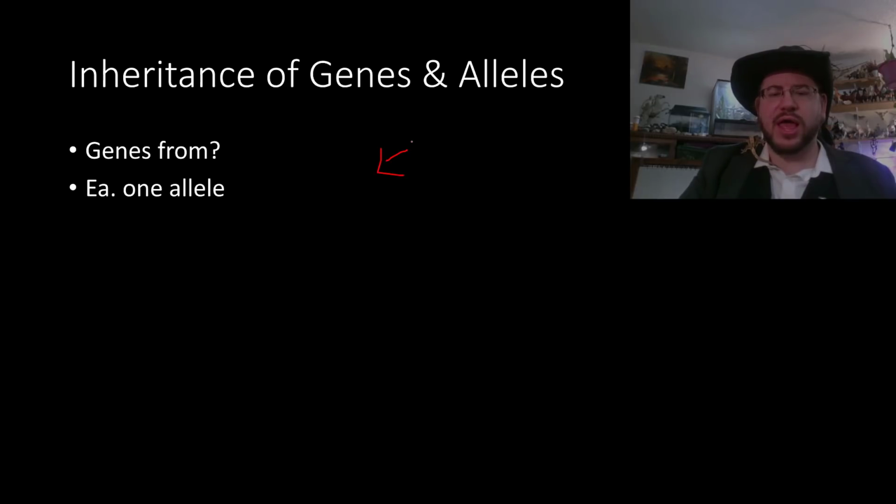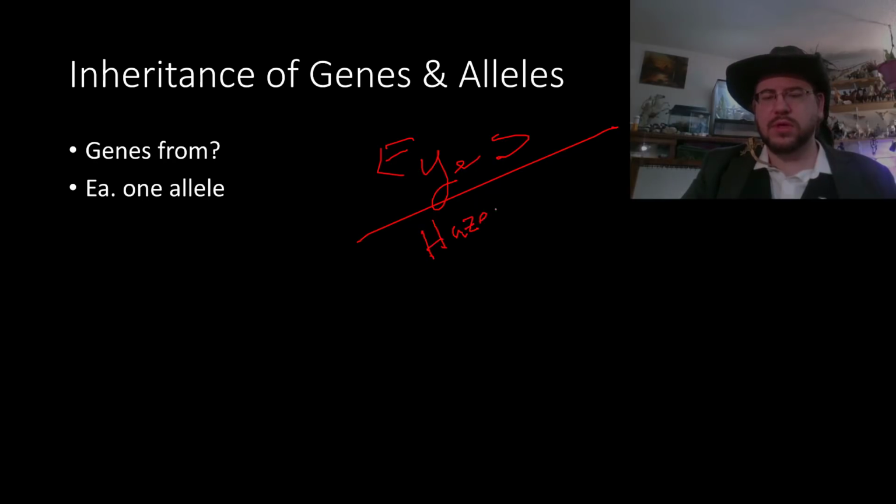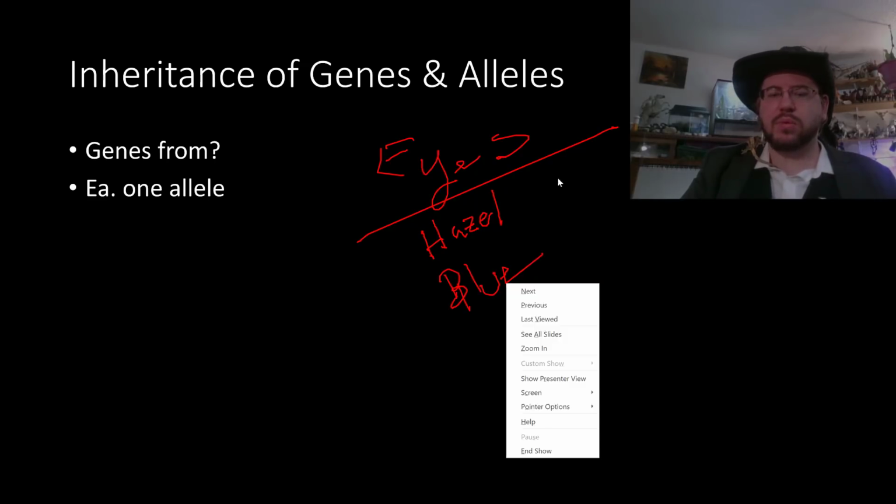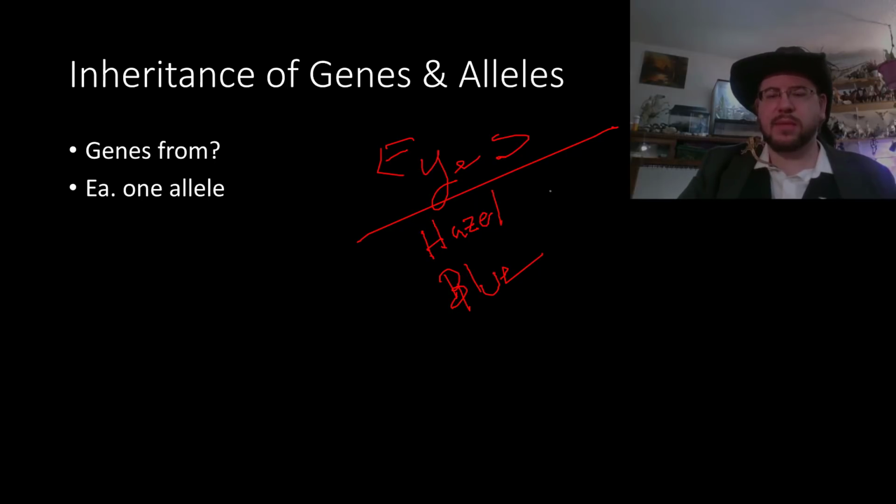So if you have your eyes right here, you might have one allele for hazel and one allele for blue eyes, and one came from one parent, mom, and one might have come from the other parent, like dad.